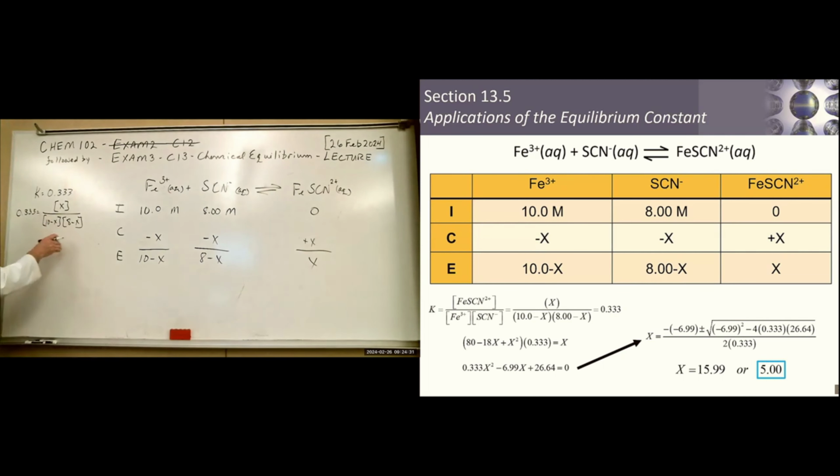Notice that what you got is you expand the binomial. Remember that from math? Expand this binomial, you get a quadratic equation. Right? X times minus X is X squared. And then 8 times minus X is minus 8X, and minus X times 10 is minus 10X, so that's minus 18X. And then 8 times 10 is 80. That's your quadratic down here. That would come over here, multiplied times 0.333. And that would be equal to X.